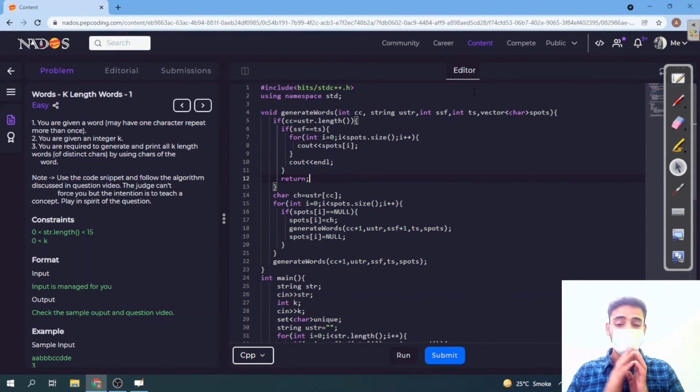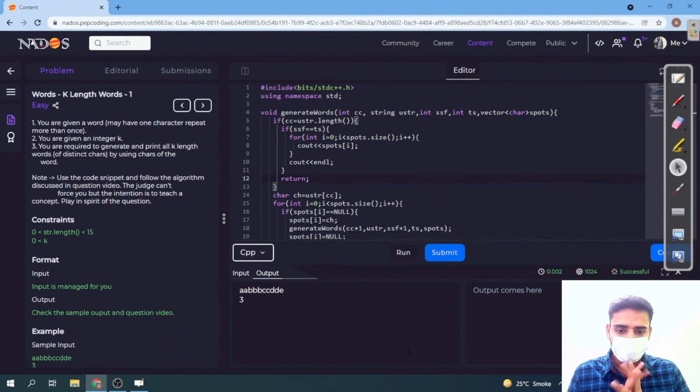Okay, so this is all that this question requires. Whatever we have planned, we have executed in our code. So now let's go and try to run our code. So run. Okay, so it is not printing. Why? i equals to 0, i is less than spots.size(), i plus plus. Let's run it again. It's not printing anything. Let's have a look at the code.